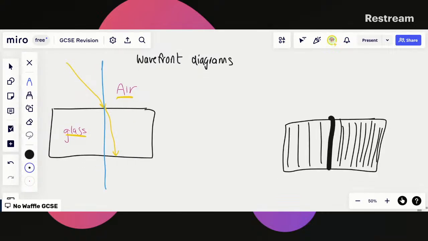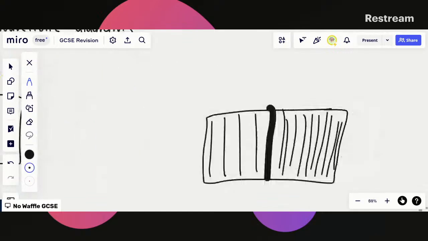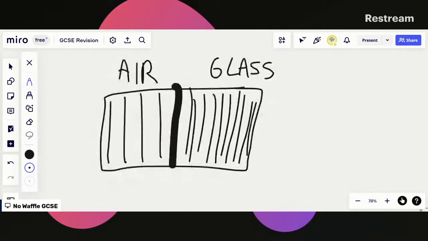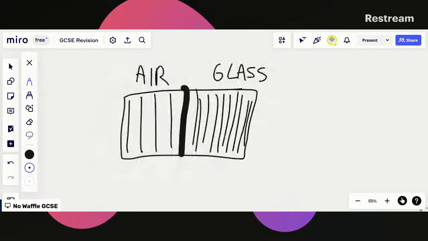So let's say this part of the ray diagram is the air, and this part of the diagram is the glass. What's happening here is you have the waves on the left-hand side, and as they are moving, they're quite distant because they're in the air. And the wave fronts then become much more closer together in the denser material, so in the glass. And this shows that there's a change in the wavelength.